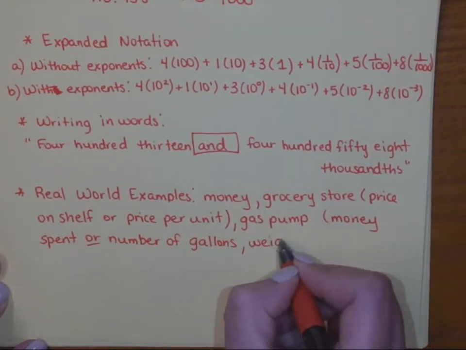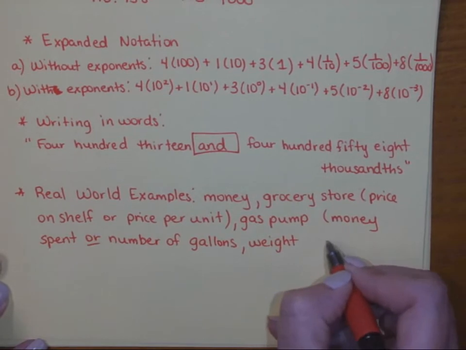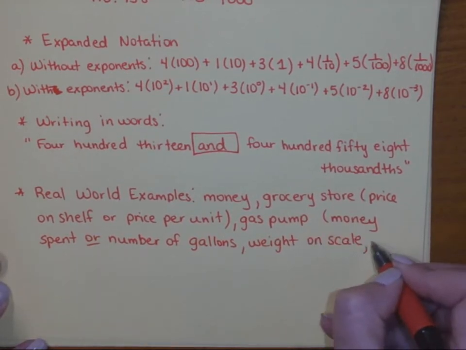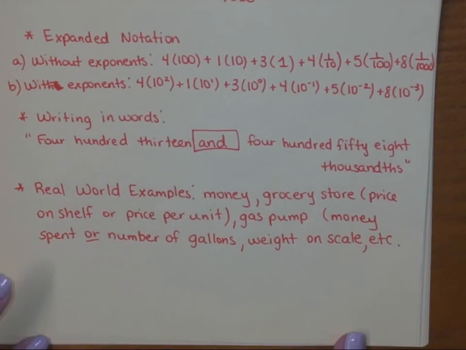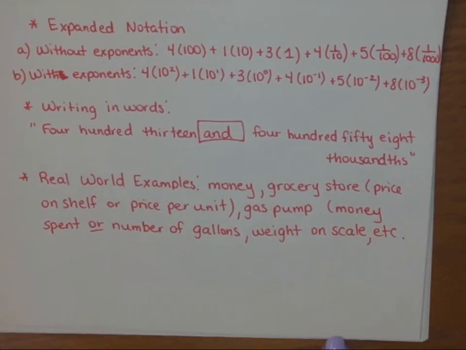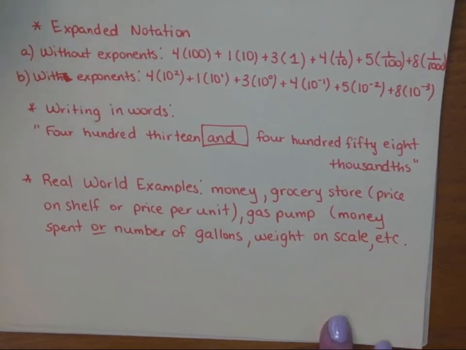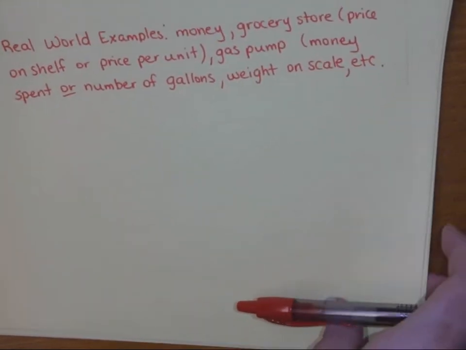They could look at the weight on a scale. Most digital scales will give you weight to a tenth, not just a whole number. So there are lots of different ways you could have them look around their world and find decimals. It's always good to bring in their experiences so that they can relate it to things that they understand and know about.